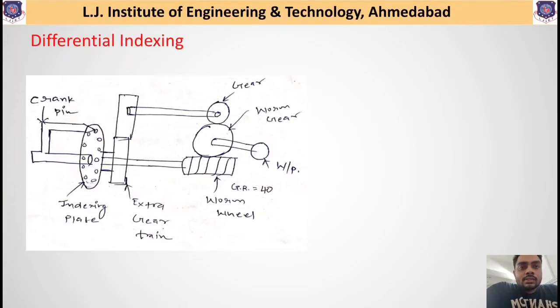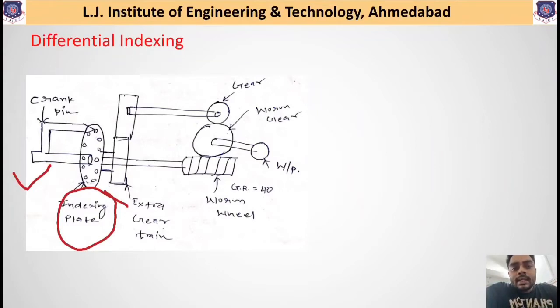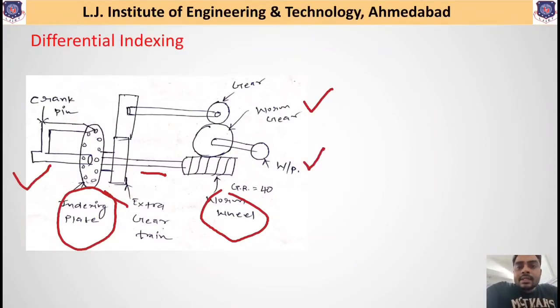So let us understand. As shown in the figure, the indexing plate is available. That indexing plate is connected through this crank and crank pin, and this crank and crank pin is directly connected to the worm wheel as the connection shown in the figure. This worm wheel is connected to the worm gear, and this worm gear is connected to the workpiece, which is the simple arrangement which we have discussed in our previous lectures.